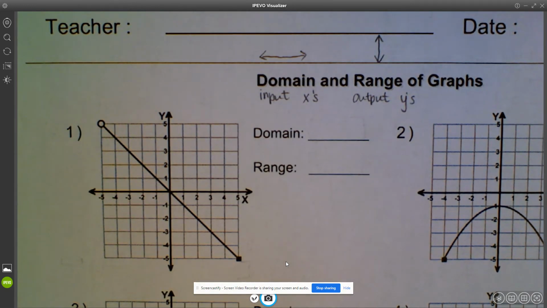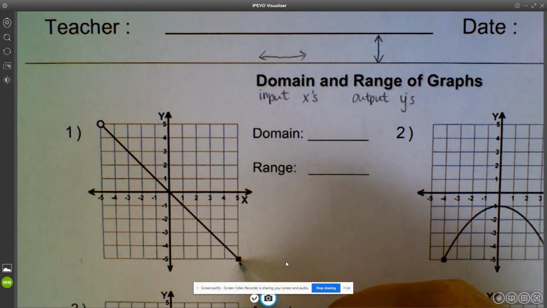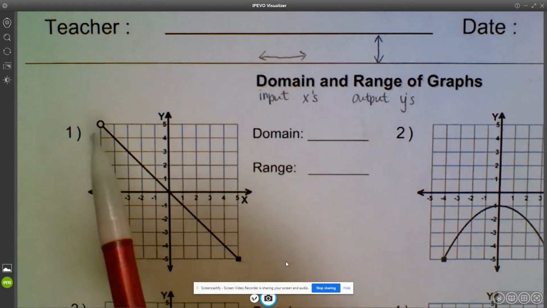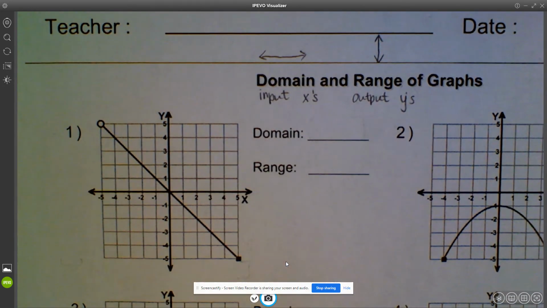So when we look at this very first graph, I want to start with the domain. Please notice that there is an open circle. Also notice that there is a closed circle, okay? And I like this sheet because the closed circle is a square, and that's going to help us whenever we start using interval notation. Notice this is an open circle, and that's also important.